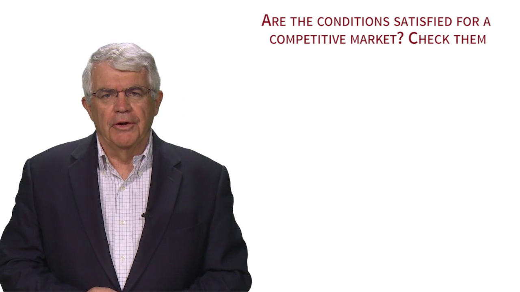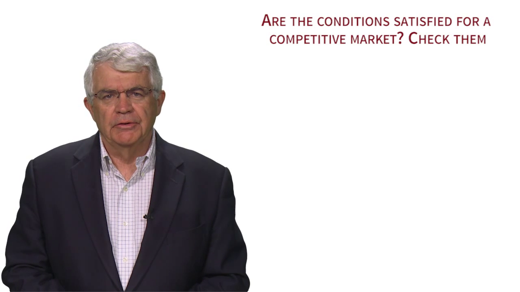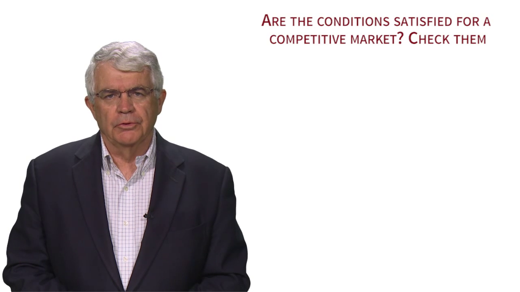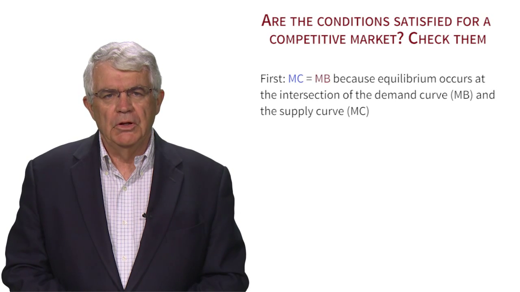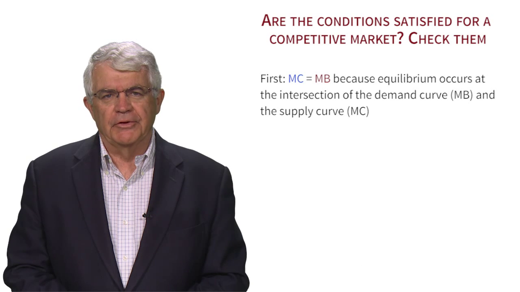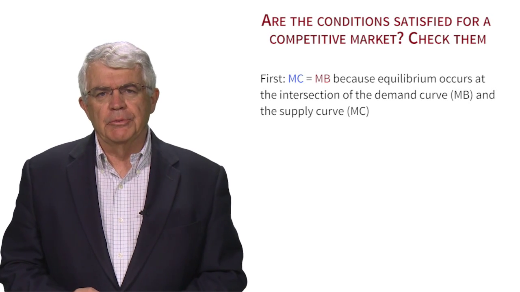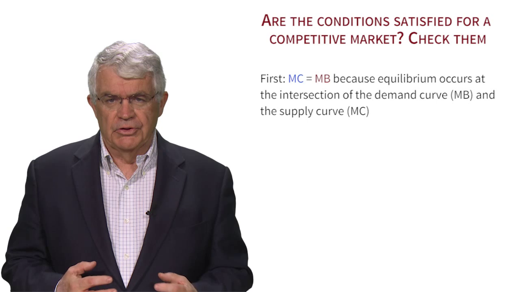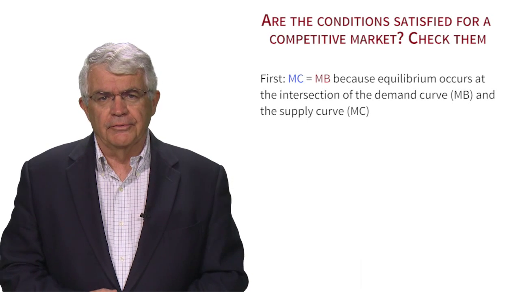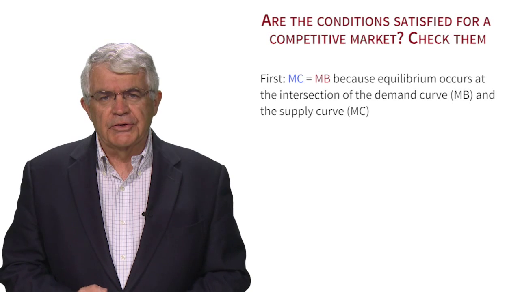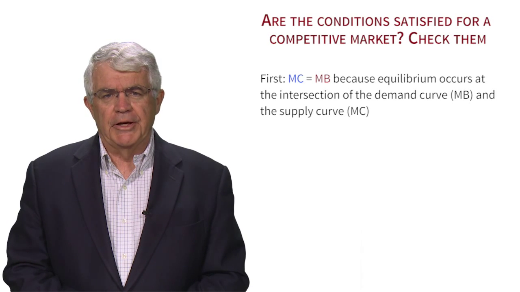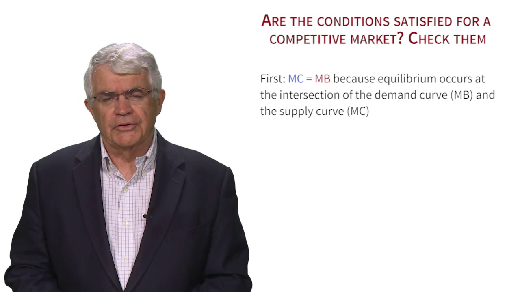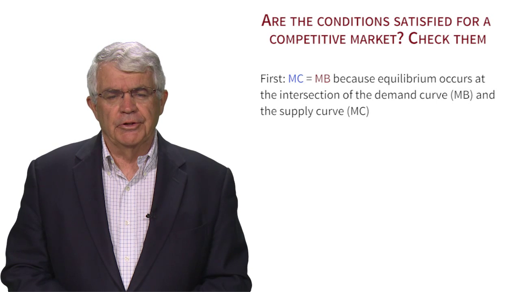The question is, are the conditions for a competitive market satisfied, and do they give you the conditions for Pareto efficiency? Number one, marginal cost is marginal benefit. Why is that the case? Because you recall in a market, there's an equilibrium at the intersection of the demand curve, which is the marginal benefit, and the supply curve, which is marginal cost. At that intersection, the quantity demanded and the quantity supplied are equal, so marginal benefit is equal to marginal cost. So the first condition of Pareto efficiency is actually satisfied by the market.